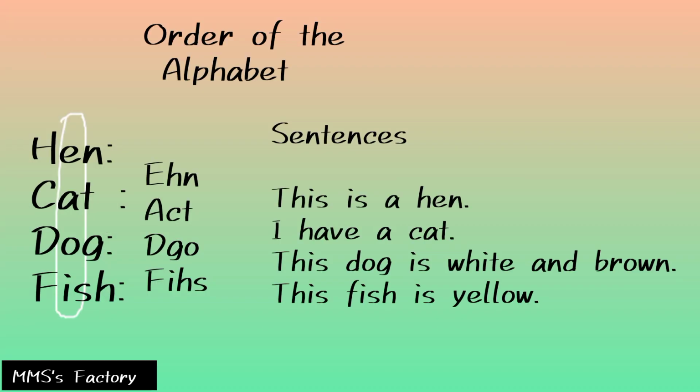Words: hen, cat, dog, fish. Order of the alphabet: cat, dog, fish, hen. Sentences: this is a hen, I have a cat, this dog is white and brown, this fish is yellow.